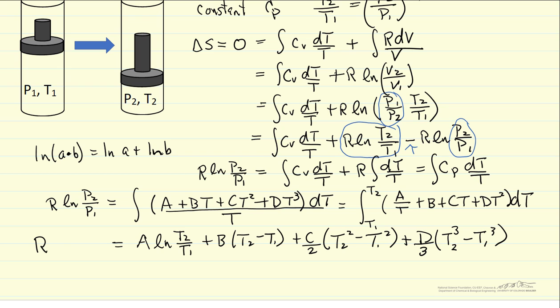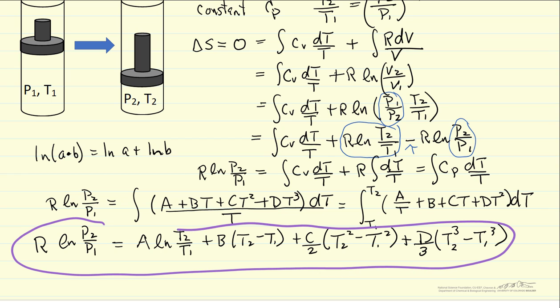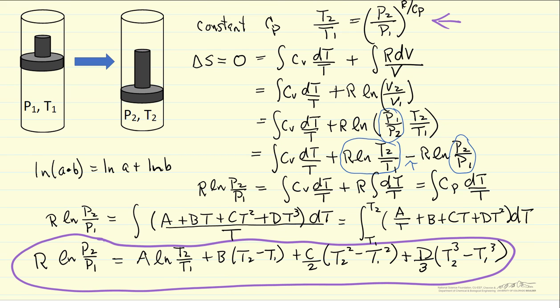So what we have now is an equation that relates initial and final pressure to initial and final temperature, for an ideal gas, adiabatic reversible process. And so to solve this, because it's nonlinear, we're going to just use something like Solver in Excel. But this is the equation then that we're going to use instead of the simplified equation that we have up here for a constant heat capacity.